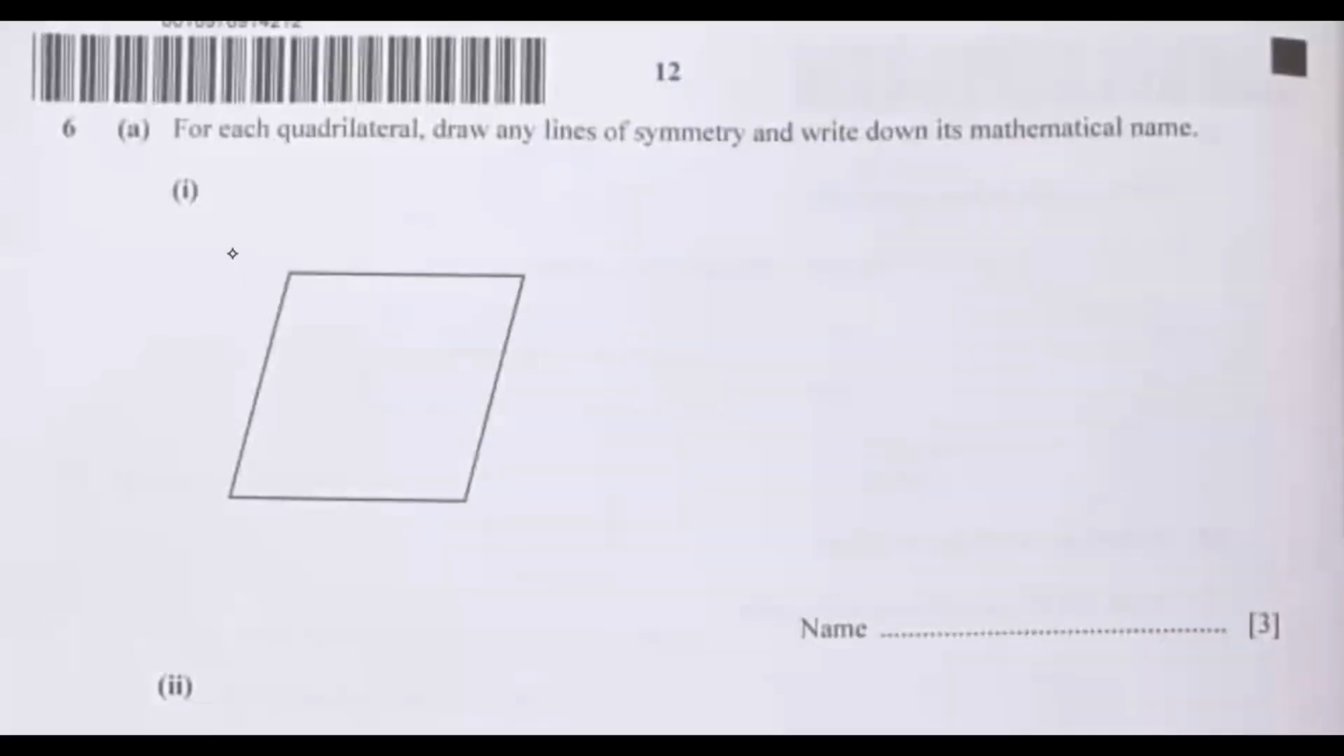So that's number 6. For each quadrilateral, draw any lines of symmetry and write down its mathematical name. Okay, so if we take this to be a parallelogram, of course, there will not be a line of symmetry. So I will not take it to be a parallelogram. I will take it to be a rhombus. So if I take it to be a rhombus, I can have a line of symmetry along this diagonal. Then I can have another one along this diagonal. So I'm going to have two lines of symmetry. Okay, then I can call this a rhombus.